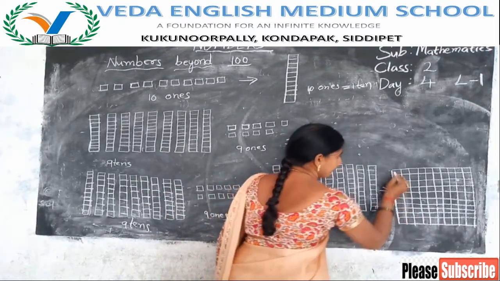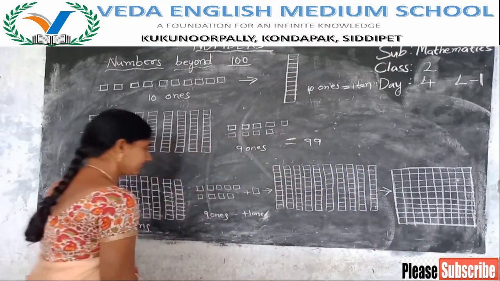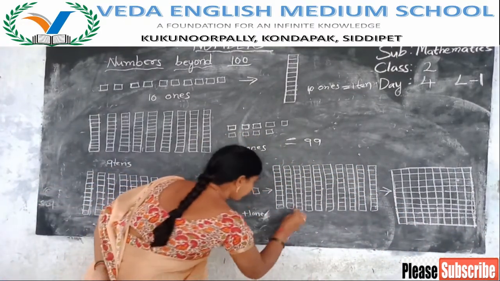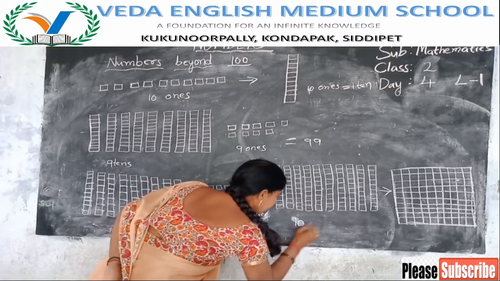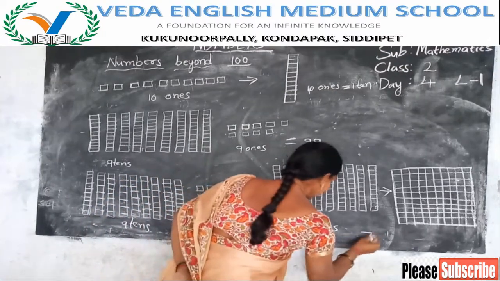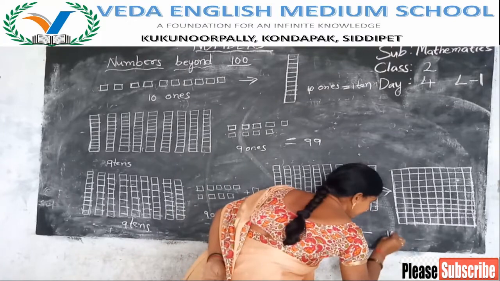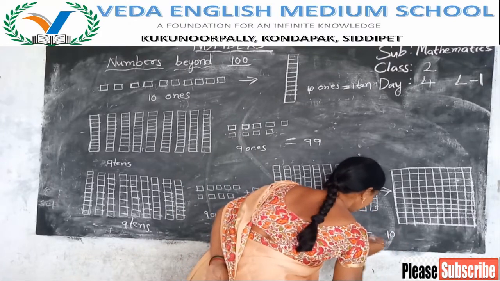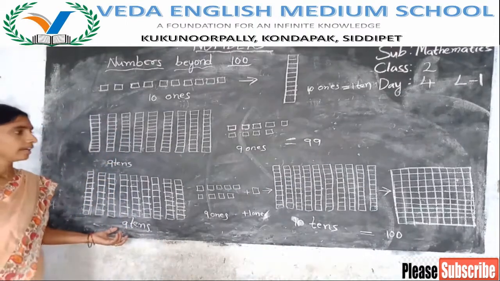Totally 100 boxes. See? 9, 10. 10 tens. 10 tens equal to 100.